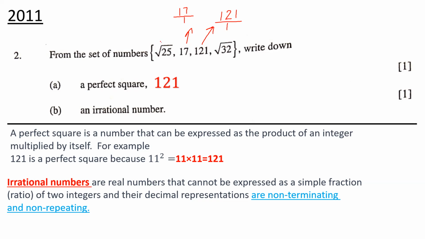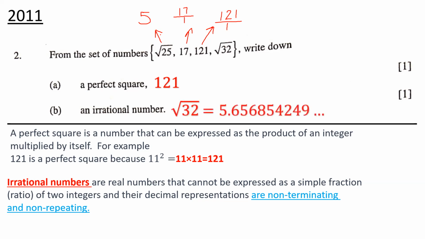That's interesting. But the square root of 25 is definitely 5. Okay, so the square root of 25 is 5, and 5 is a whole number. And so whole numbers are not irrational numbers. And so definitely the square root of 25 doesn't count, right? So the only thing that we're left with is the square root of 32.